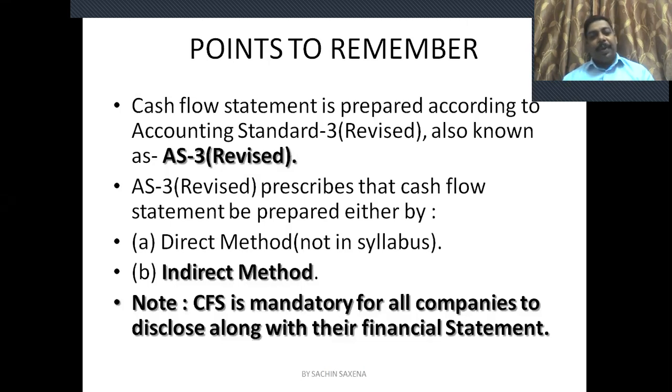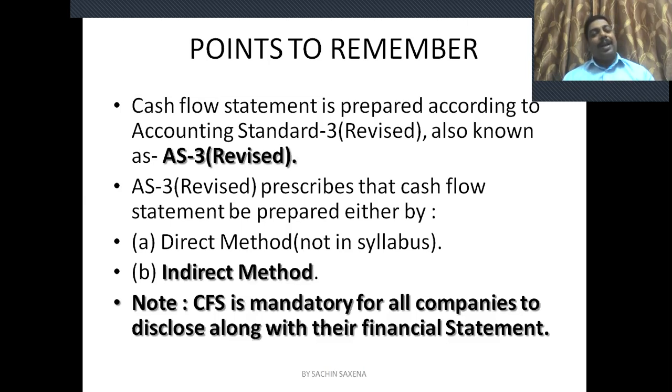Cash flow statement is prepared under Accounting Standard 3 revised, also known as AS3 revised. AS3 revised prescribes that cash flow statement be prepared either by direct method or indirect method. Usually the companies show a cash flow statement through indirect method, and you will also learn that indirect method. Although direct method is also there, that method is not in your syllabus, and very few companies follow that method.